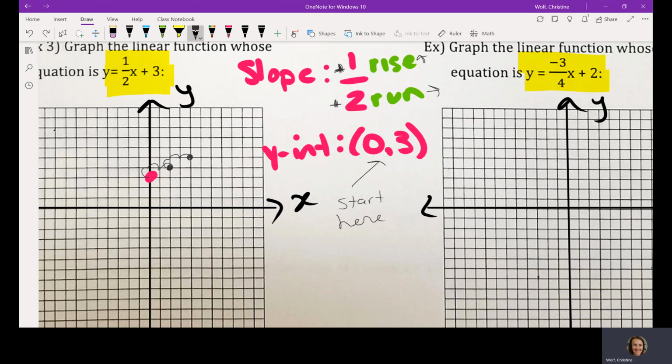So I'll just show you what that means. If I stopped here, I could again go 1 up over 2, 1 up over 2. It's just a pattern. It's a pattern that never ends. And actually, you can go backwards as well.